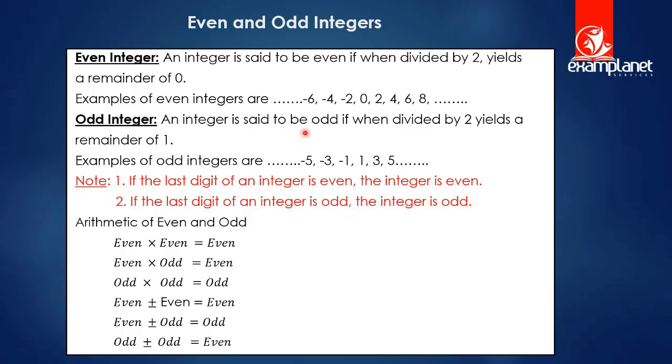Note that 1, if the last digit of an integer is even, the integer is even. And 2, if the last digit of an integer is odd, the integer is odd. What does this mean? This means that if we want to know if a number is even or odd without dividing by 2, all we need to do is check the last digit of the integer. If the last digit is even, then the integer is even. If the last digit is odd, then the integer is odd.